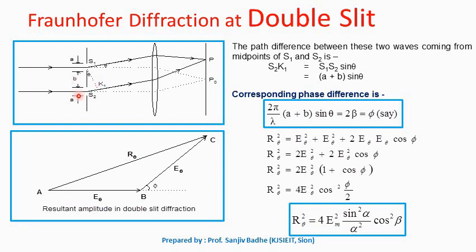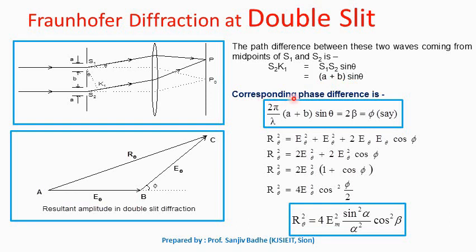Similarly, all the light waves diffracted from slit number 2 can also be replaced by a single light wave diffracted from the center of the slits. So the path difference between the two light rays will become S1 S2 sin theta, and if S1 and S2 are the centers of the slits, S1 S2 can be written as a plus b, where a is the width of the slit and b is the separation between the two slits.